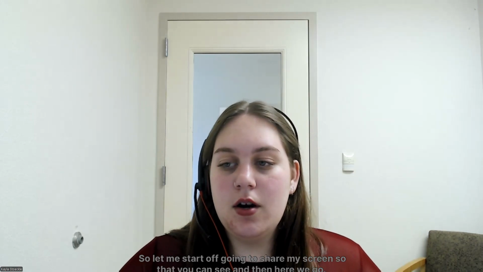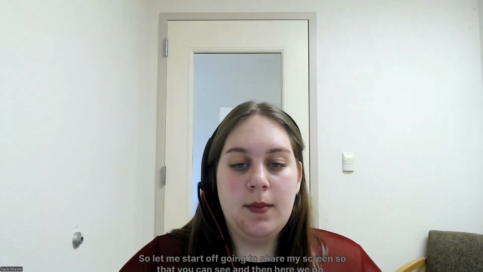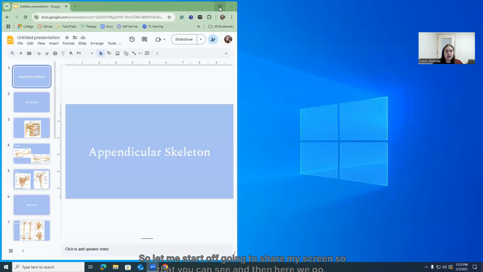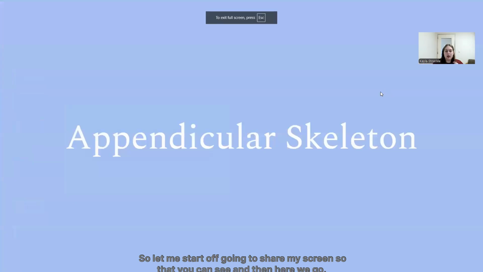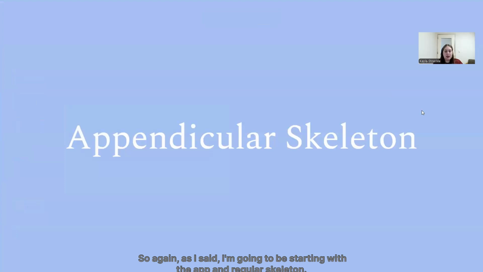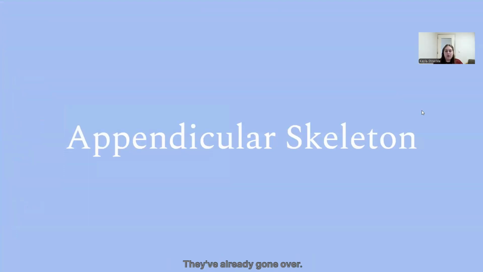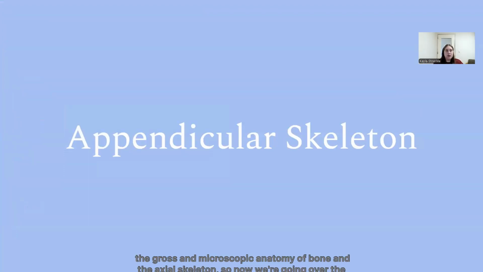So let me start off. Going to share my screen so that you can see, and then here we go. So again, as I said, I'm going to be starting with the appendicular skeleton. We've already gone over the gross and microscopic anatomy of bone and the axial skeleton. So now we're going over the appendicular skeleton.